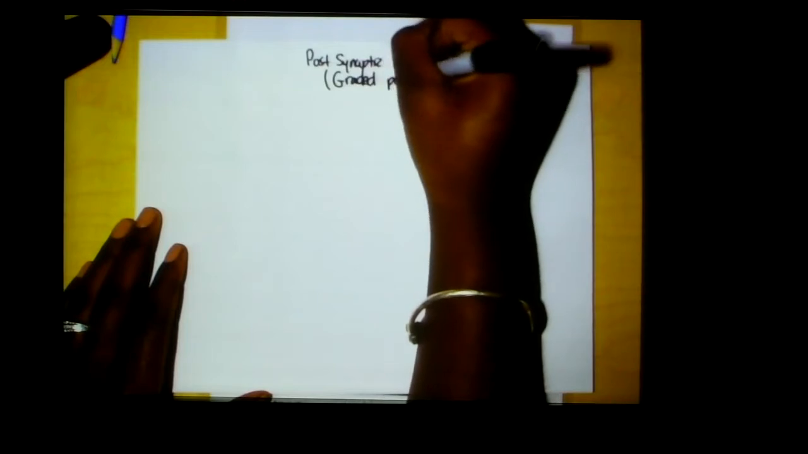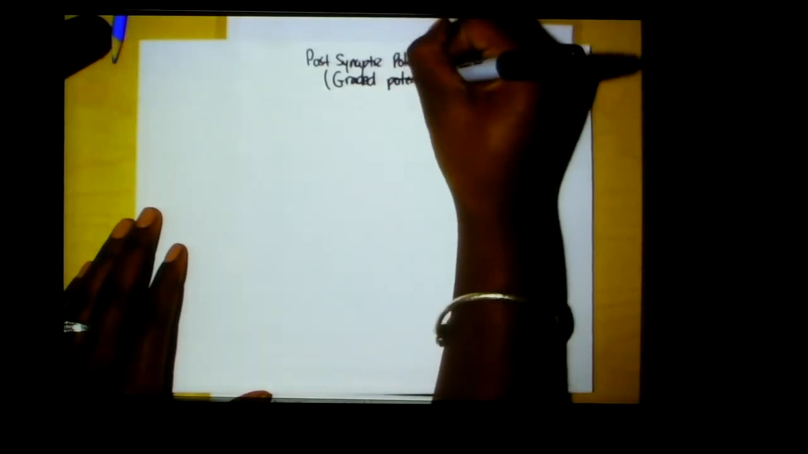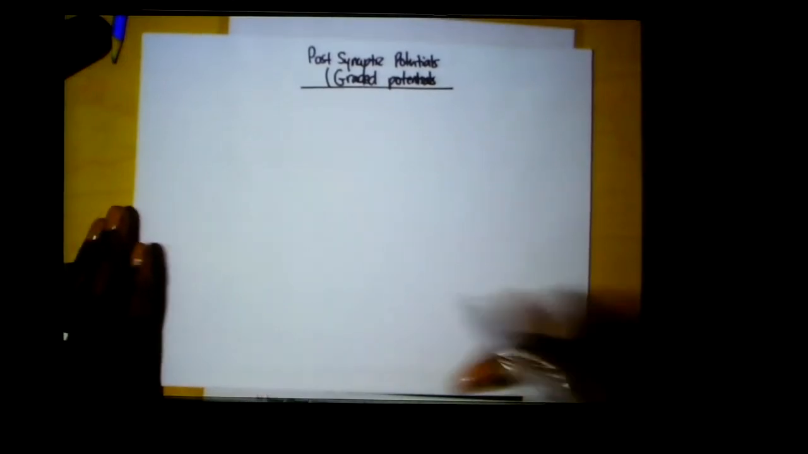Actually, I will draw this out. I'll review the postsynaptic potentials here, differentiating IPSP from EPSP. These are called postsynaptic potentials. We want to bear in mind that these are types of graded potentials, so don't let the fancy name fool you. We have two general types: EPSPs and IPSPs.